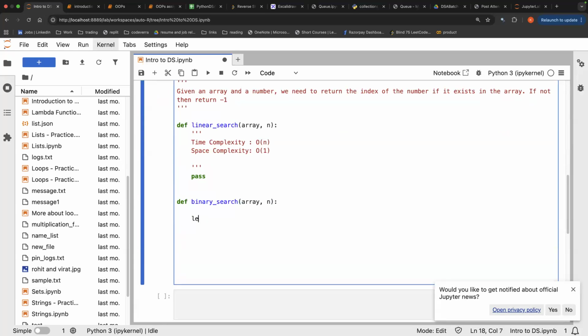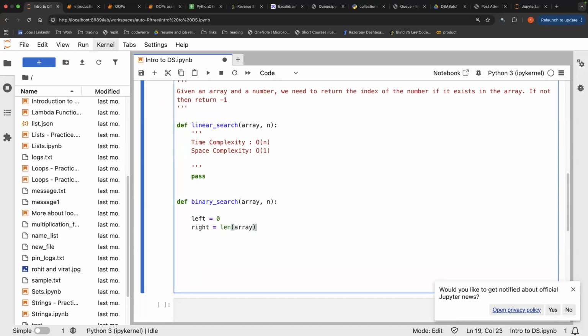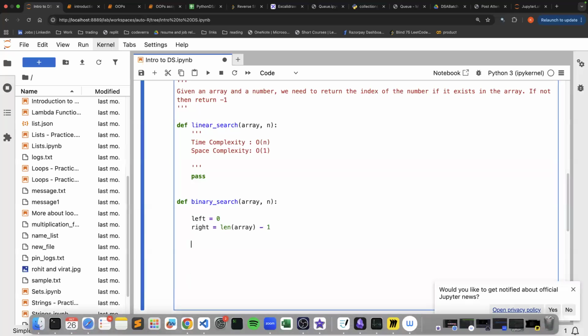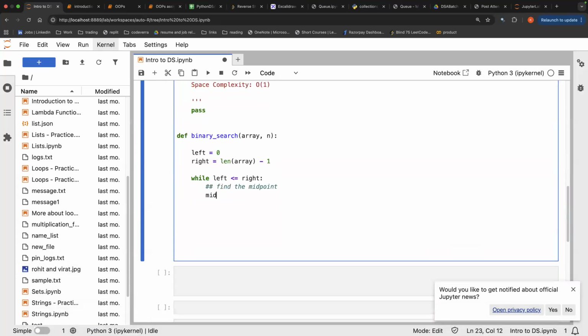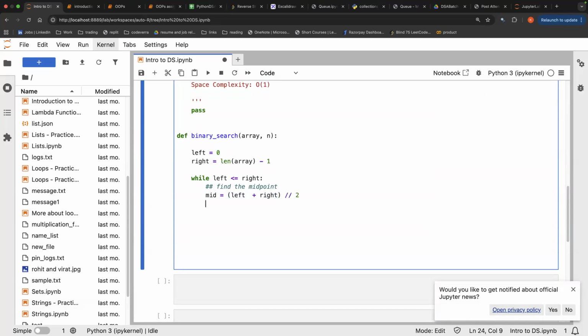Okay, what will I say? I will say left is equal to 0 and right is equal to length of array minus 1. Is this correct? We'll say while left is less than or equal to right, we will find the midpoint. How will we find the midpoint? We'll say midpoint is equal to left plus right divided by 2, float division.